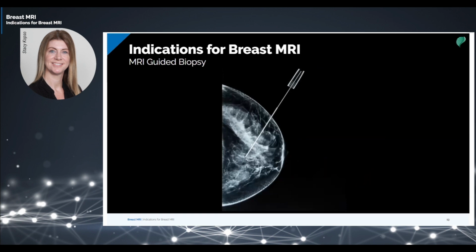MRI is indicated for guidance of interventional procedures such as vacuum-assisted biopsy and for preoperative wire localizations for lesions that are occult on mammography or sonography and evident only with MRI.